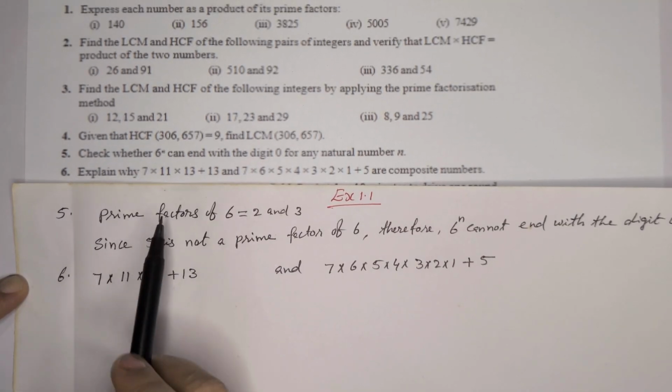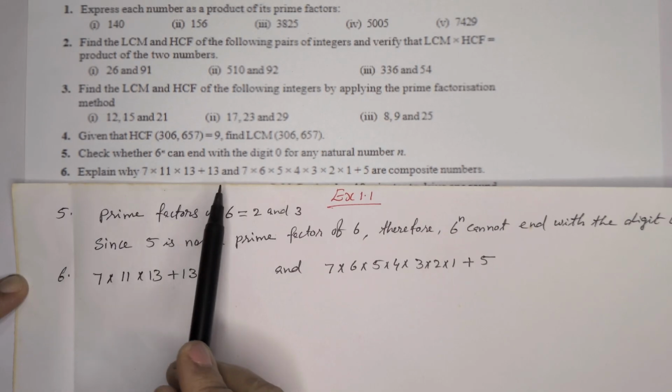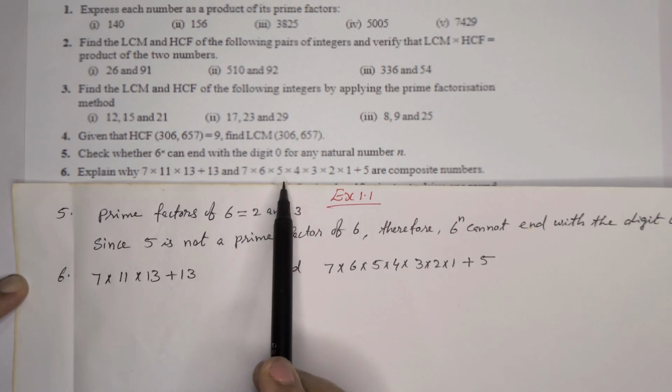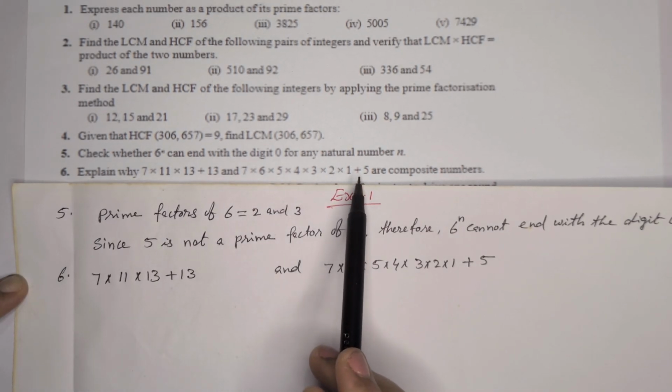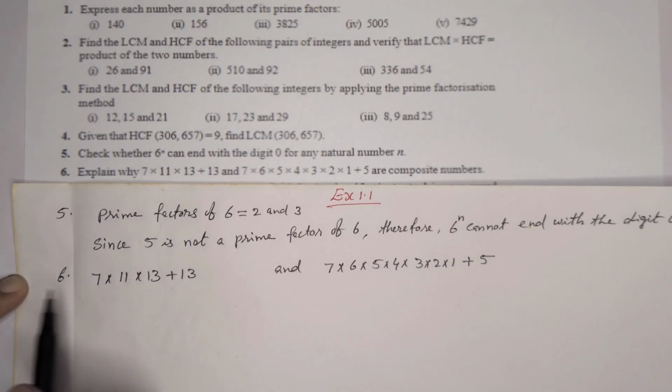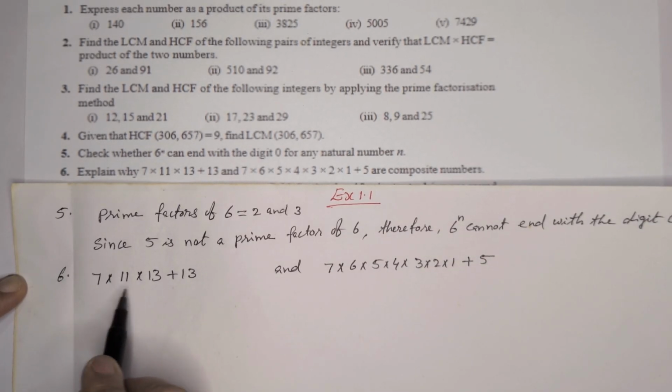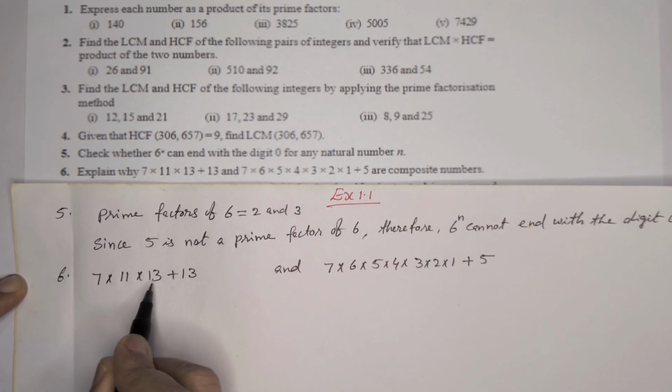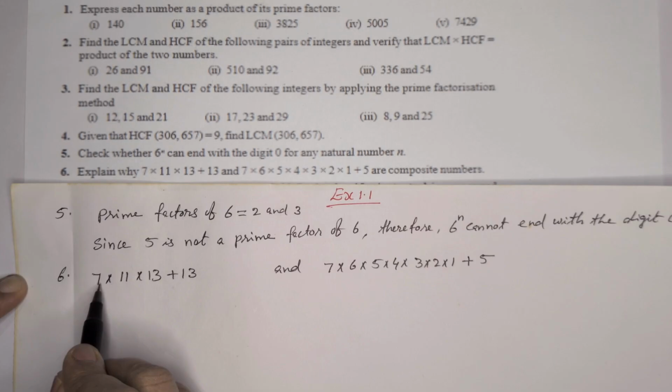Question number 6. Explain why 7 into 11 into 13 plus 13 and 7 into 6 into 5 into 4 into 3 into 2 into 1 plus 5 are composite numbers. First we can consider this one, 7 into 11 into 13 plus 13. This is a product of these three numbers with a multiplication sign in between, and here an addition sign. So this is one term and this is the second term.